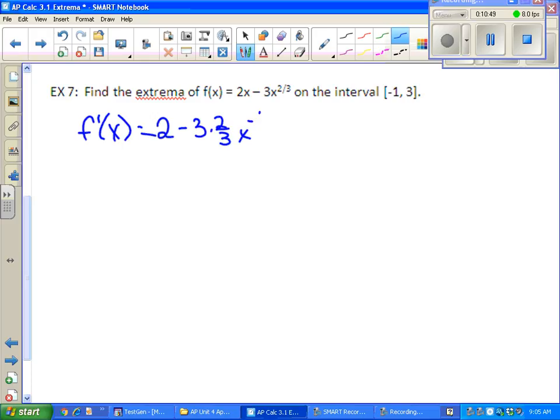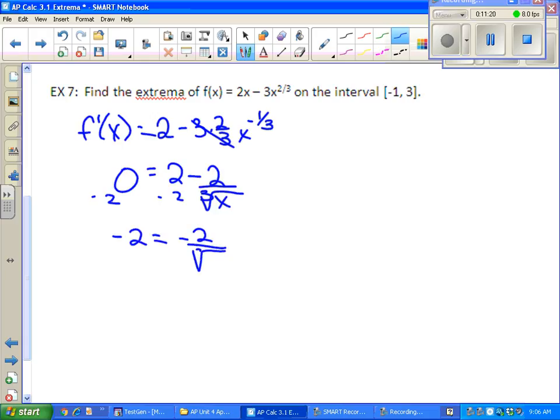Well, it's going to be to the negative 1/3, exactly. All right, we do have something, and you're right, the 3's are going to cancel, so I'm going to equal 2 minus 2 over the third root of x, or x to the 1/3. Now, if I set it equal to 0, can I solve this? We can. If you move it over, can we subtract the 2? So I get negative 2 is equal to negative 2 over the cube root of x.